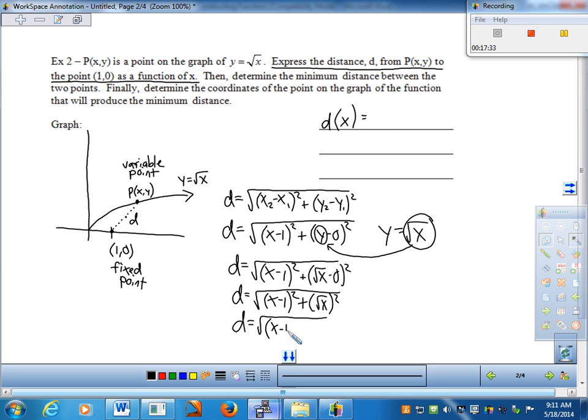So I'm seeing this. Hey, theoretically, could we FOIL x minus 1 times x minus 1 and then maybe combine a like term with that x right there? Probably. I don't know. I don't see it's truly necessary. I kind of like this. I think that's really nice. Distance in terms of x. It's ready to go. So I've got x minus 1 squared plus x.